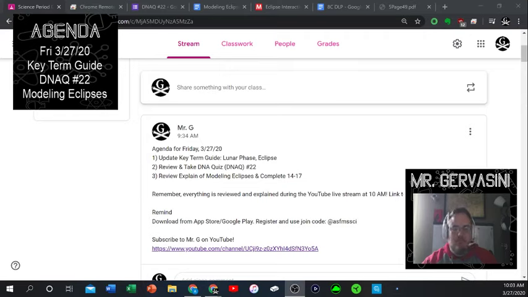We're going to just do a quick review, take the DNAQ, number 22. People have already been asking where it is. It's going to get posted shortly once we get through number 1. Then we're going to review quickly the explain section of modeling eclipses and have you work on 14 to 17, which is doing a little research on when the next solar eclipse or lunar eclipse is going to happen, and what type of eclipse would happen next, whether partial or total.